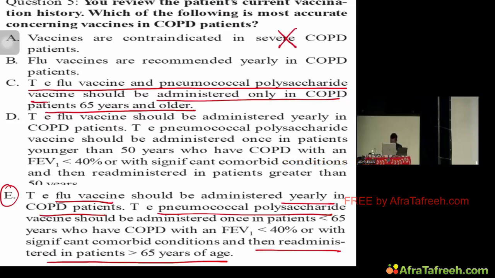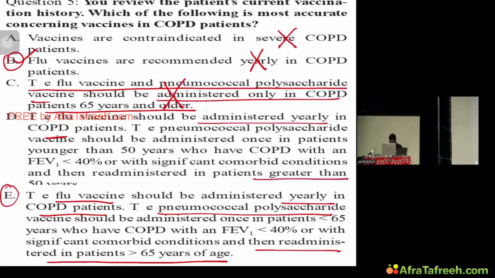"Flu vaccines are recommended yearly in COPD patients alone" is wrong. If you want 2 options, you can take this option also as correct. Otherwise, as a single option, this is wrong. "Flu vaccine and pneumococcal vaccine are administered only in COPD patients 65 years or older" is actually wrong. The flu vaccine is administered yearly in COPD patients. "The pneumococcal polysaccharide vaccine is given after age of 50 years" is wrong. It is administered after 60 years of age.